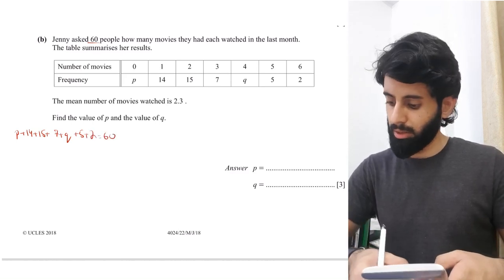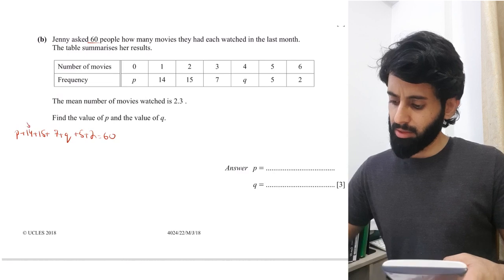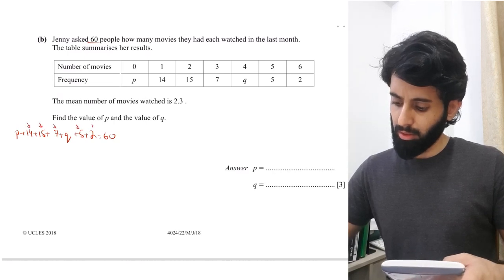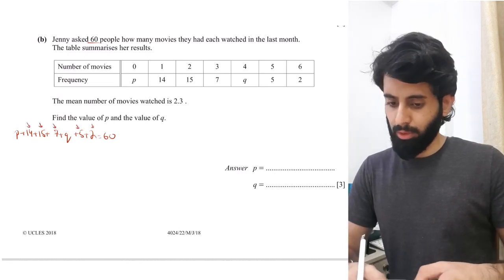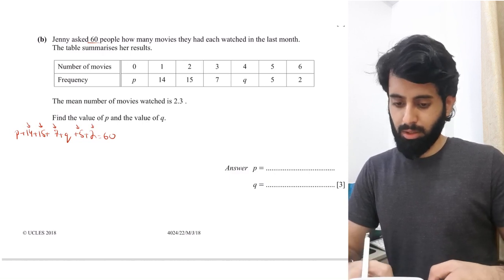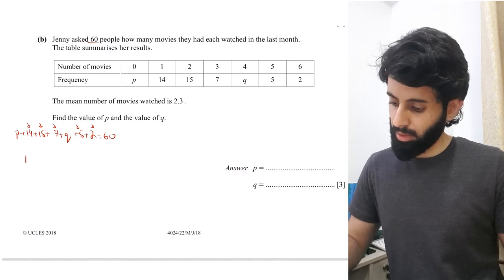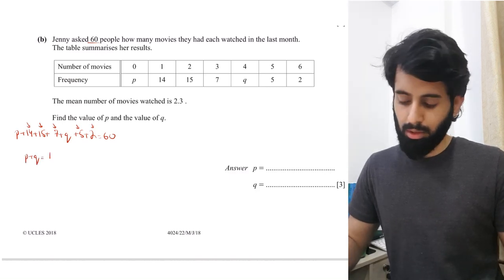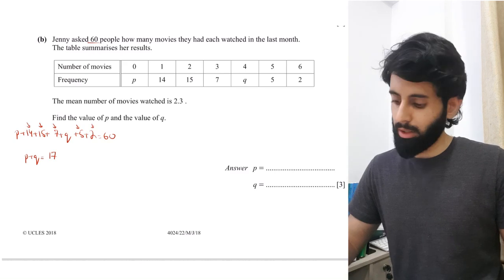So let's work this out. All I'm going to do is take the values, sum them up, and subtract them from 60. So here's what I'm doing: 14 plus 15 plus 7 plus 5 plus 2. And then I'm going to subtract this answer from 60. So I get one equation, which is that P plus Q is equal to 17. Let's put this on the side for now.